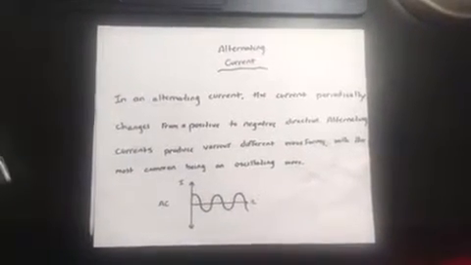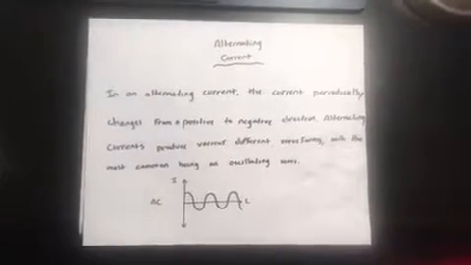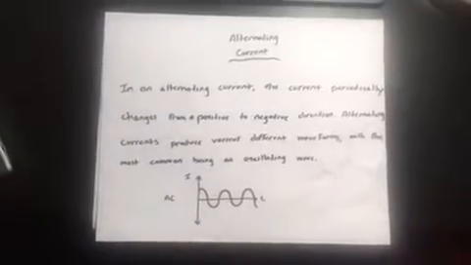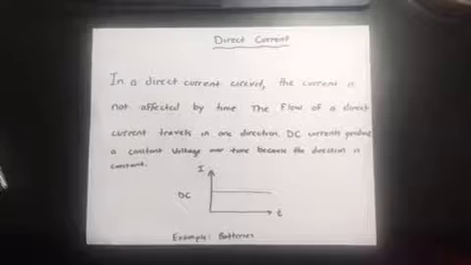The diagram below depicts the relationship between current and time. As you can see, the direction of the current goes from a positive direction to a negative direction and back again. On the other hand, in a direct current, the current is not affected by the time.